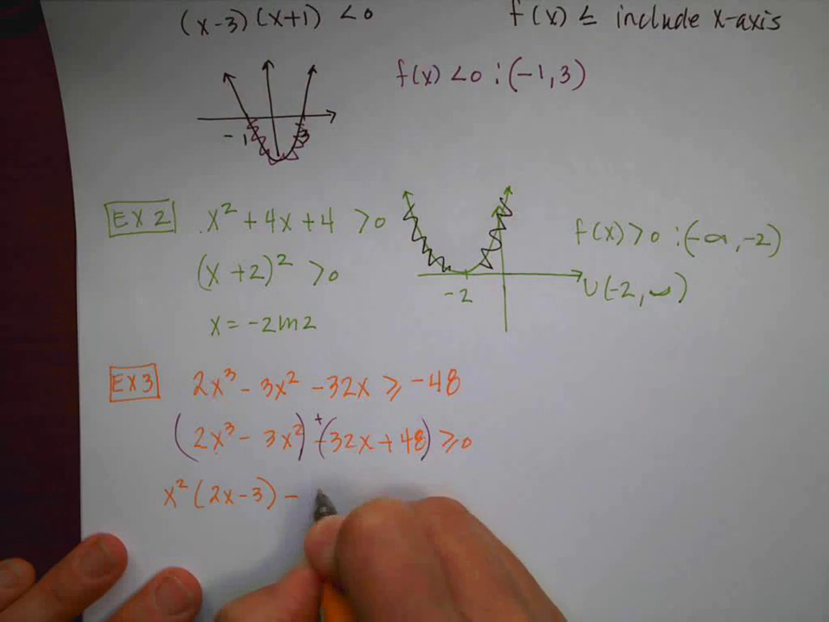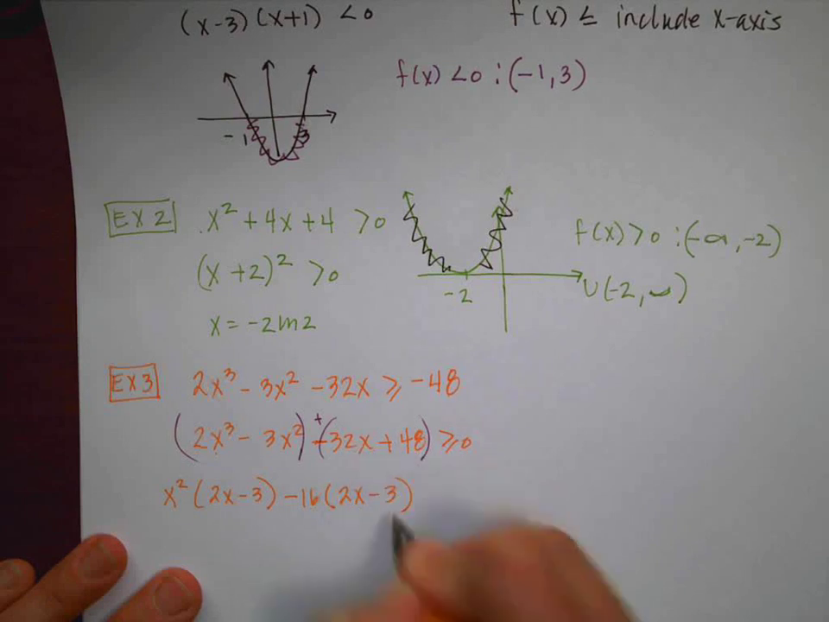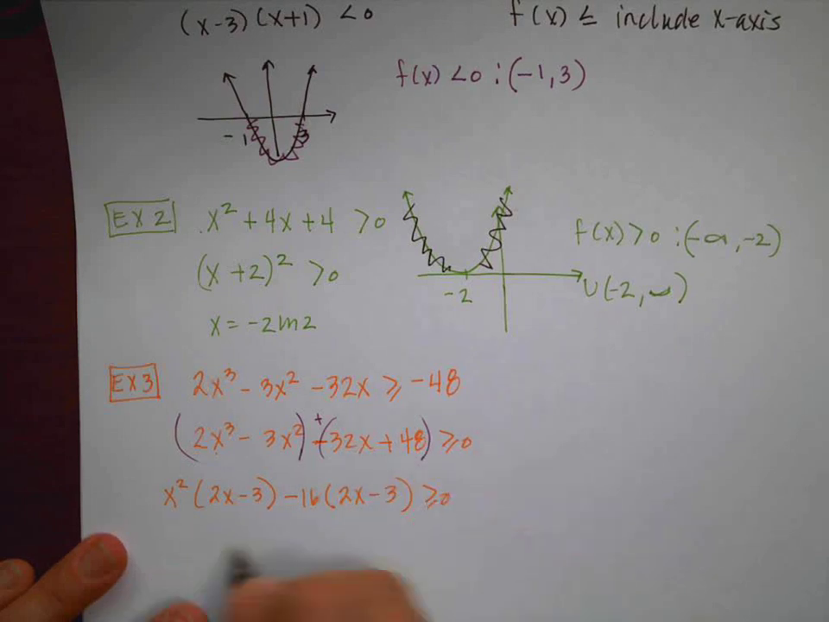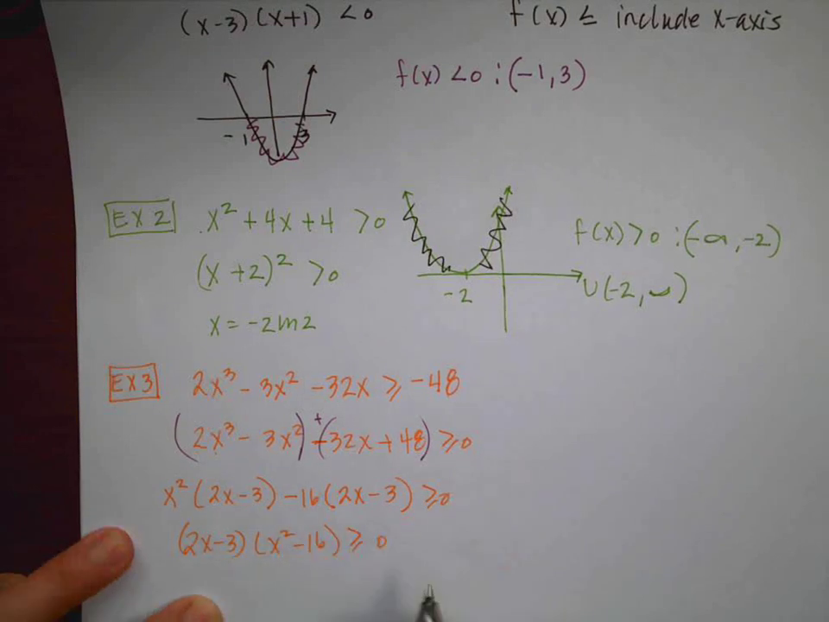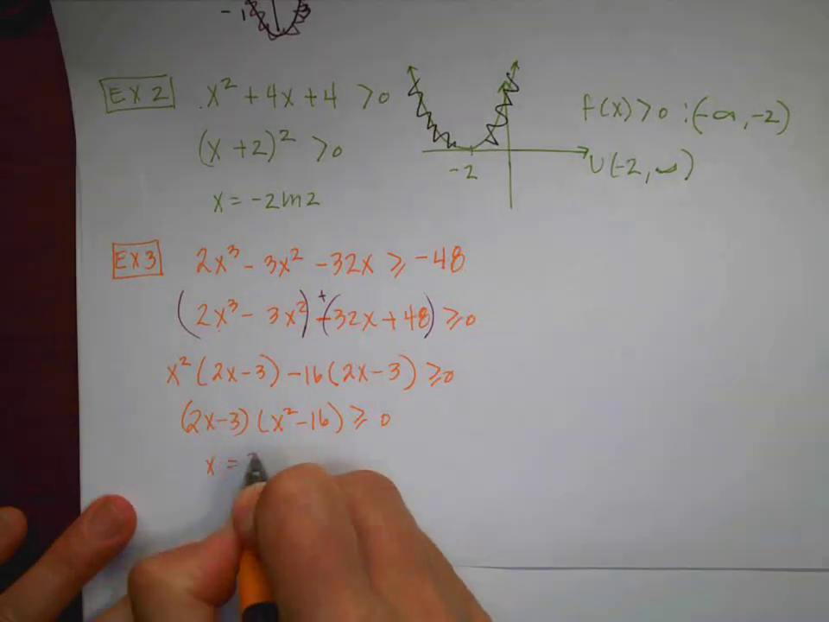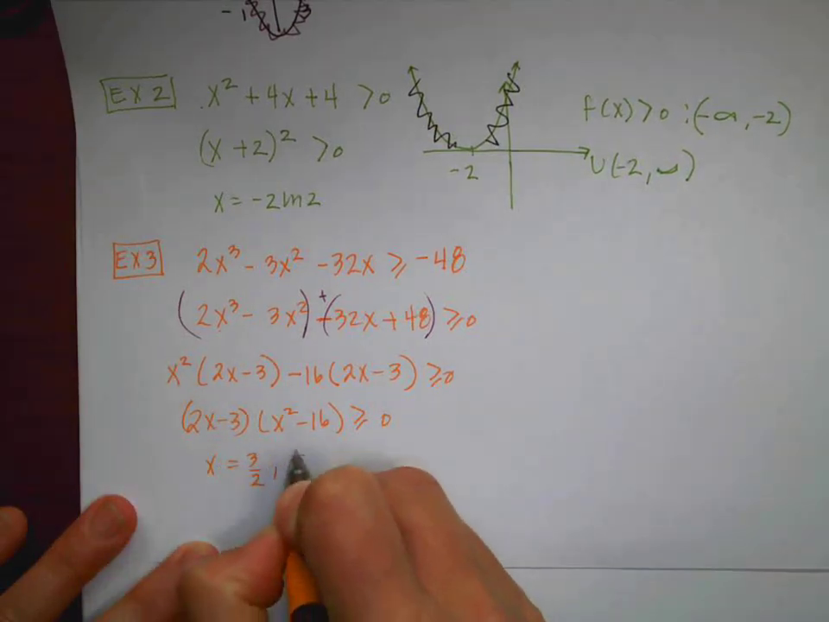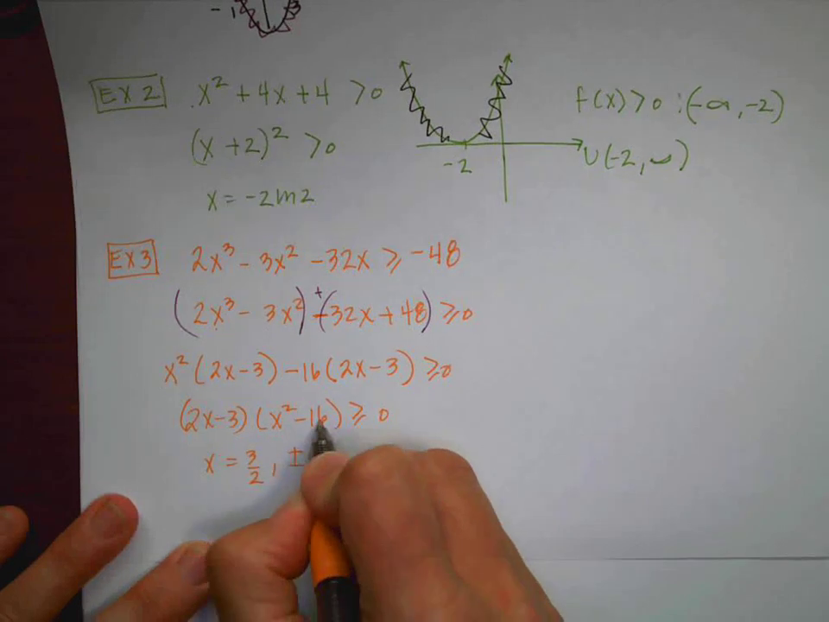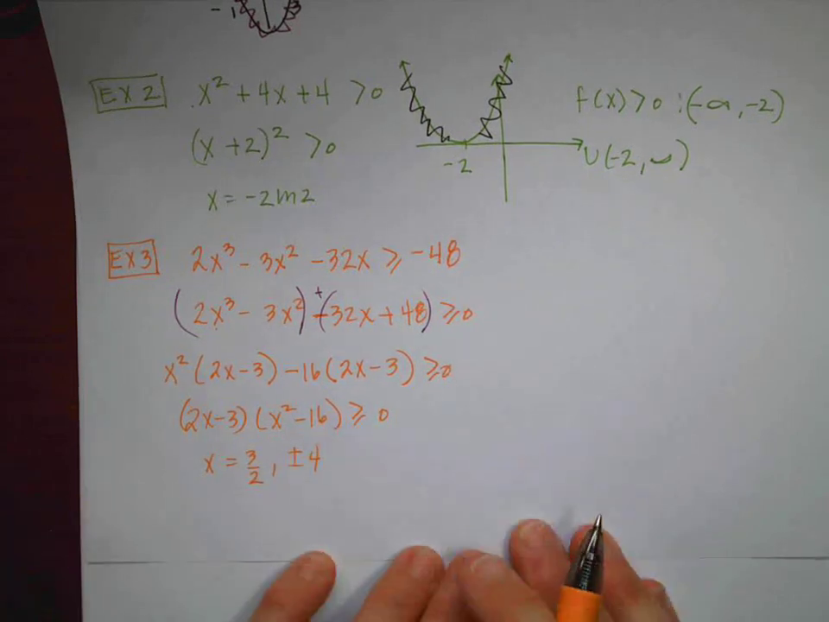In the second one, I'm going to take out a negative, because this is a negative 32, a negative 16, and I get 2x minus 3. Well, that was polite. So then grouping, I put those two terms together, and x squared minus 16 together. And I need that information to tell me that x is equal to 3 halves and then plus or minus 4, and that comes from this piece.